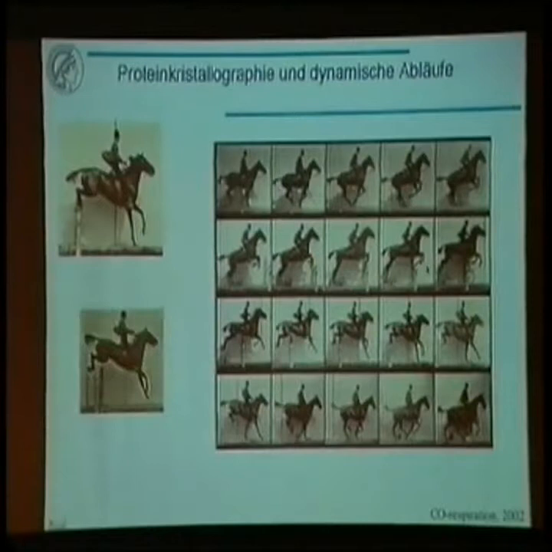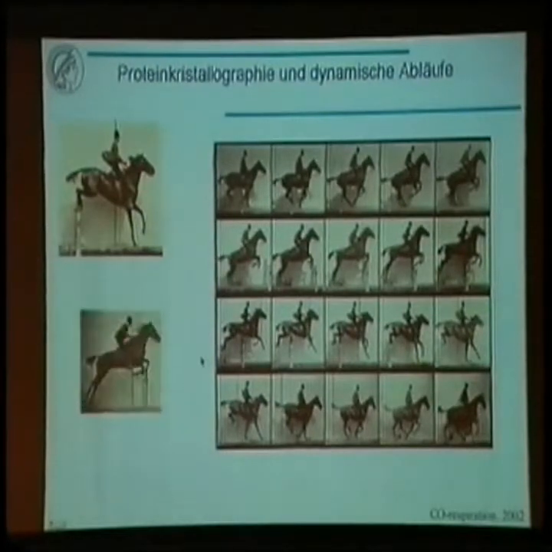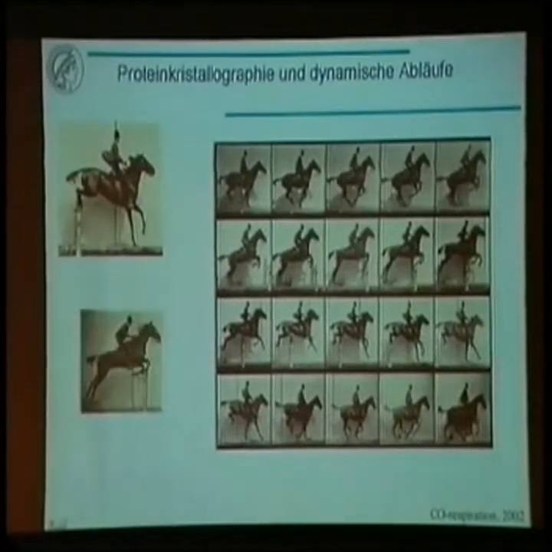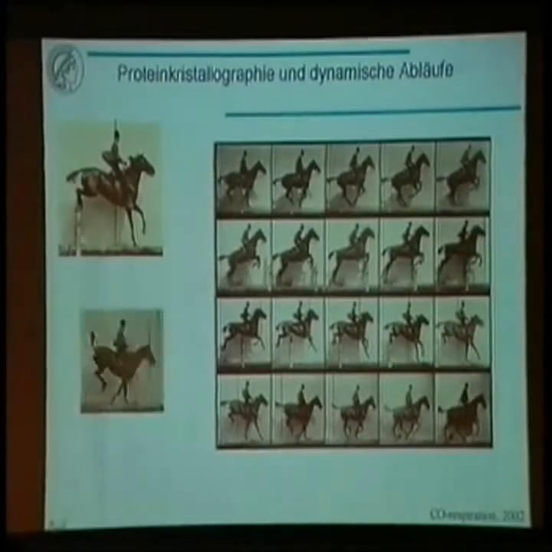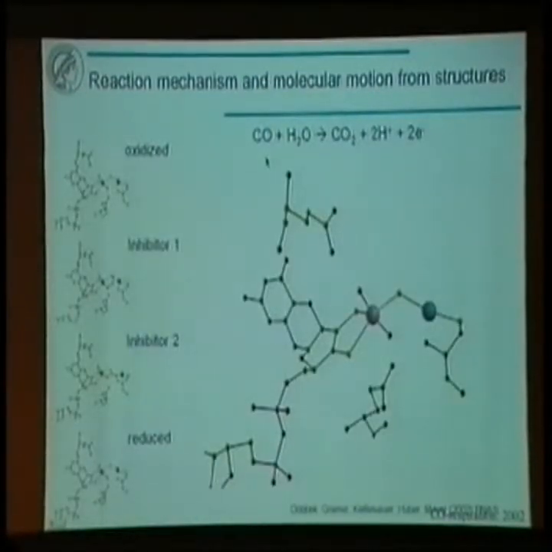Now 4x4 or 5x4 of them, and then if you project them fast enough, you see the horse moving. Now what we do is we incubate these protein crystals with inhibitors that show various views of the enzymatic reaction. And in that way, we are able to derive the dynamical aspects by protein crystallography of an enzymatic reaction. This is what is now shown here.